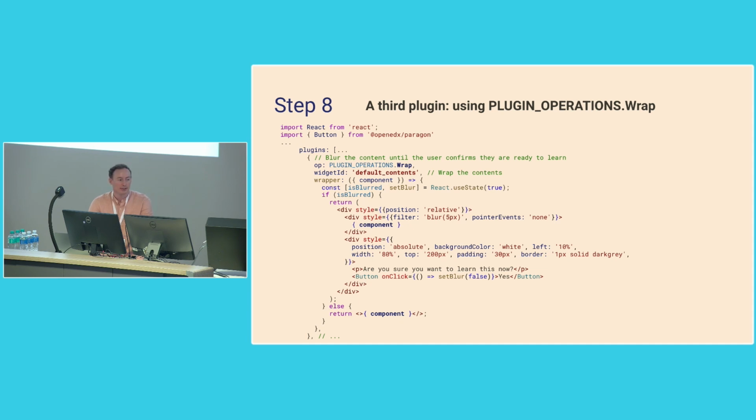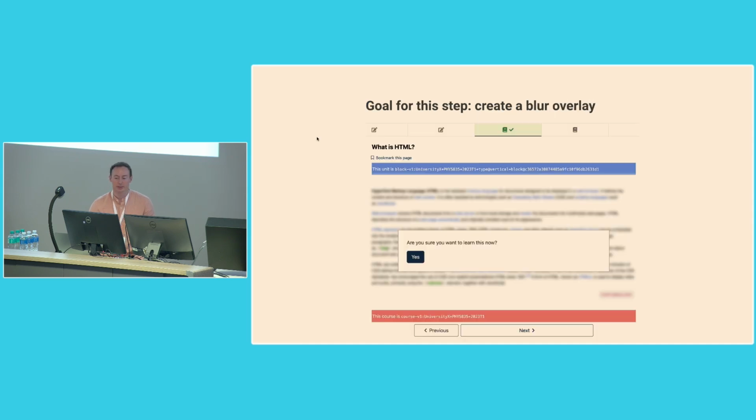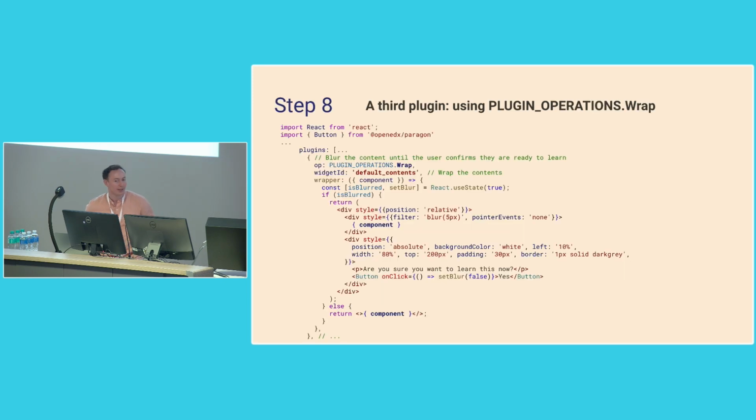And that's all you need. And then if you copy this code and put it in as a third plugin in the env.config.jsx, and don't forget to add these imports at the top, you should get this exact thing here. When you load the unit page, you'll see that it's blurred out until you click yes, and then the modal will disappear and it will be unblurred. So try it out.